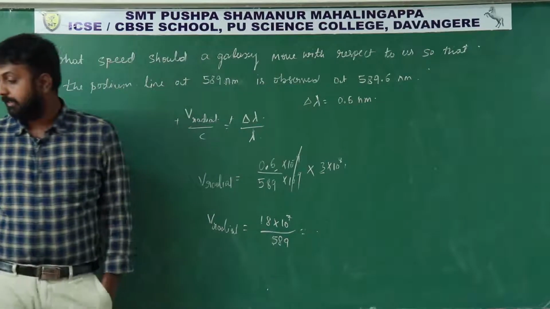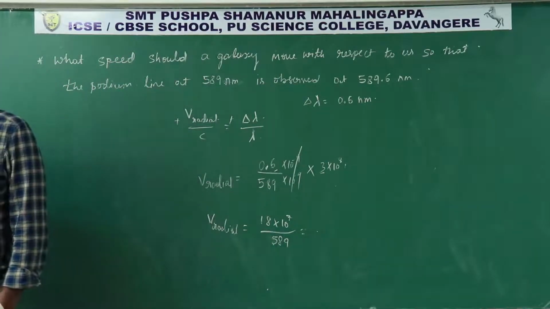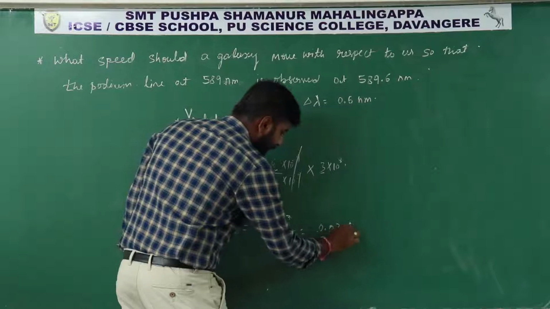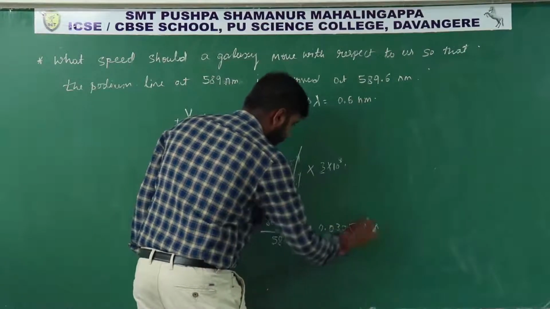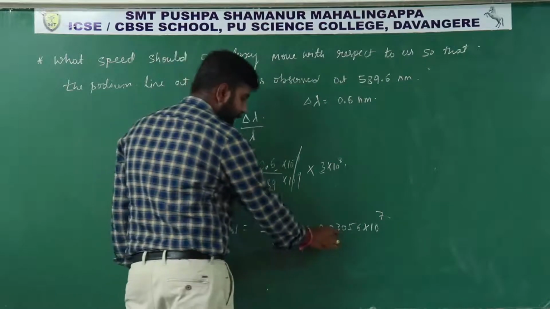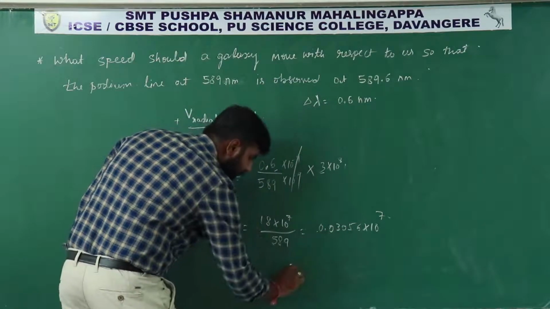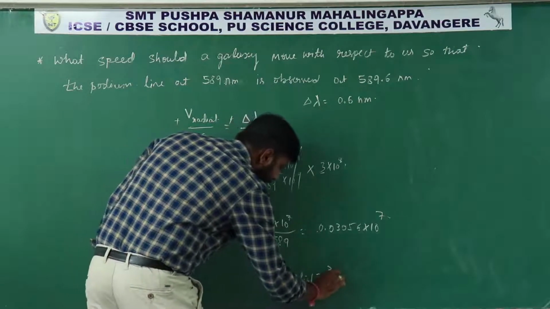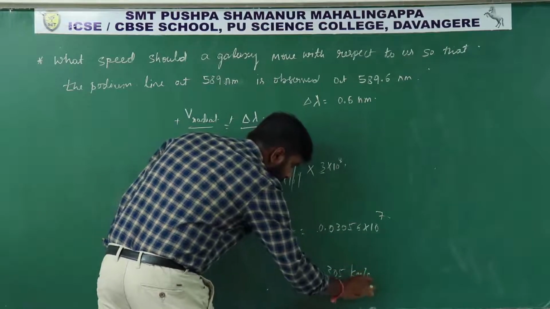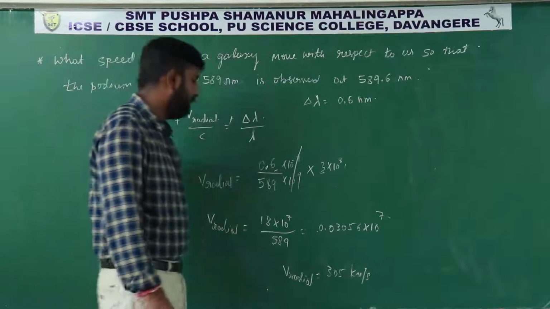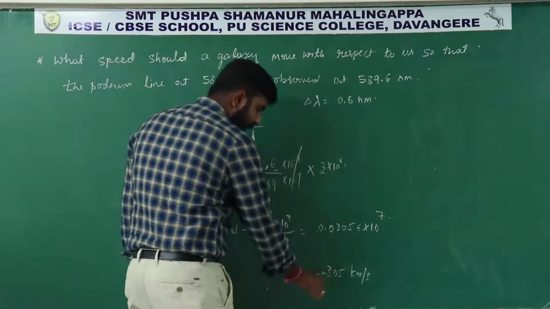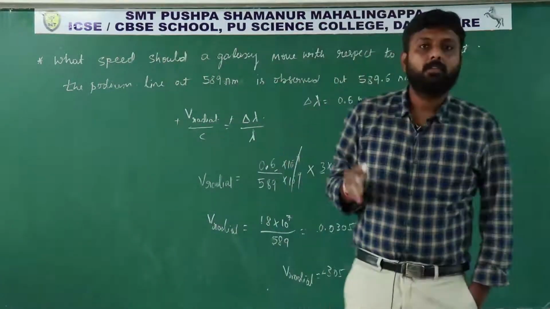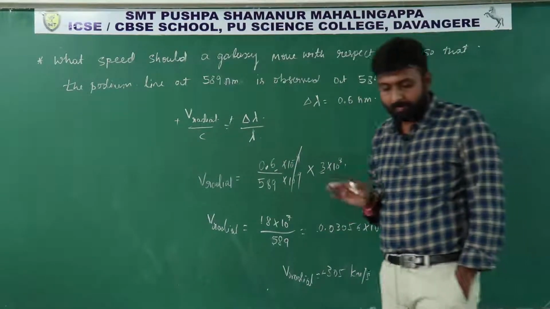So if you calculate this answer, you will get 0.03056 into 10 to the power 7, or you can write this is nearly equal to, that means V radial will be nearly equal to 305 or 306 kilometer per second. Okay, this is the answer. Finally we got a positive sign, right? That indicates the galaxy is moving away from us. So I hope you understood this concept, Doppler effect in light.